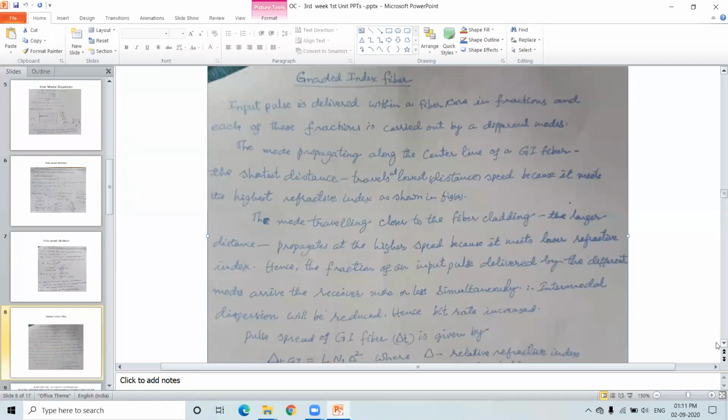Graded index. What is that index? The refractive index gradually increasing. Whereas in the earlier case, the step index optical fiber, the name itself is giving step index. That means the change of the refractive index from the core to the cladding is a step. Suddenly it is increasing. That's all. But here from the core to the cladding it is gradually increasing. So now to know the meaning of the graded index optical fiber, and how it is going to reduce the pulse spread taking place in the fiber.